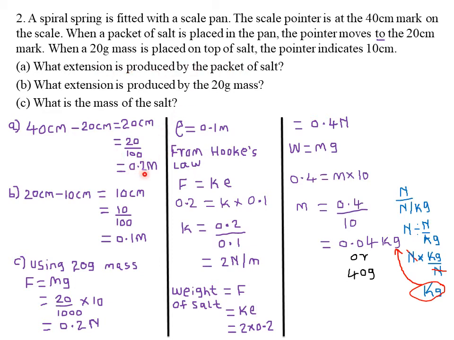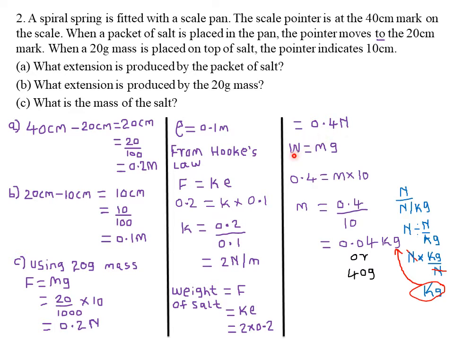The extension was 0.2. So the weight due to the packet of salt will be given by KE. Because it is the same spring used, the K is 2 Newton per meter. Then the extension due to the salt was 0.2 meter. So you take 2 times 0.2, you'll obtain 0.4 Newton. Now this is the weight that the salt extended the spring by. So that is also the weight of the packet of salt.